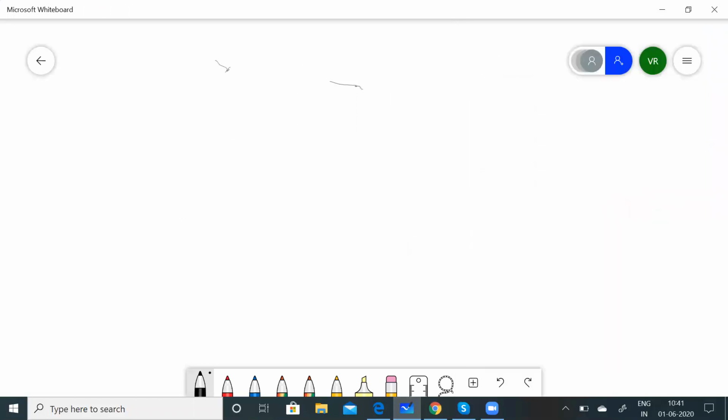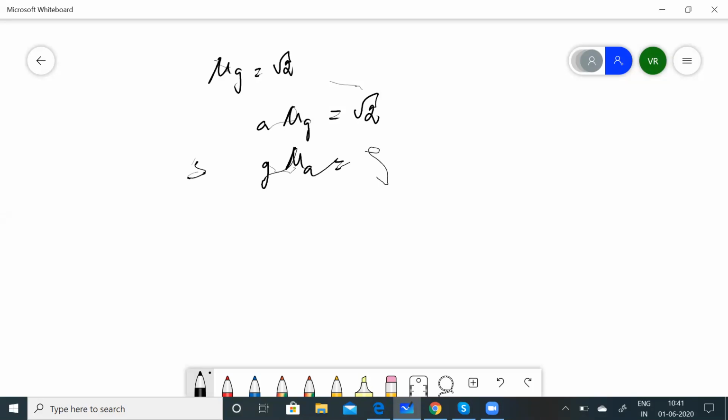Now it's given that a mu g is equal to √2. A mu g, in the sense, it is with respect to glass, it is going to be √2. Air with respect to glass is going to be √2. So therefore, g mu a will be equal to the reciprocal of this, 1 by √2.